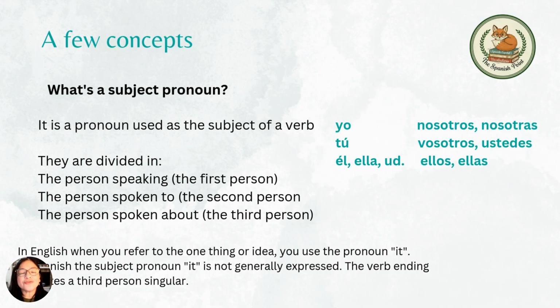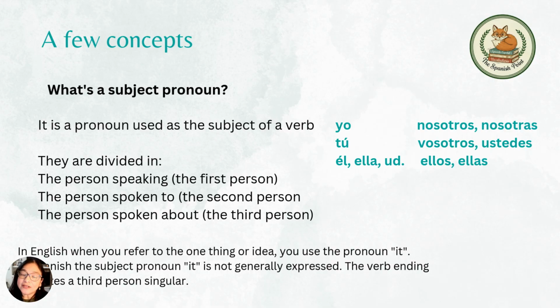Now, let's just review basic concepts that I'm sure you know, but just to refresh a little bit. A subject pronoun is a pronoun that we use as the subject of the verb, and in Spanish, the subject pronouns are yo, tú, él, ella, usted, nosotros, nosotras, vosotros, ustedes, ellos, ellas. The subject pronouns are divided into the person speaking, the first person, the person spoken to, the second person, and the person spoken about, the third person.